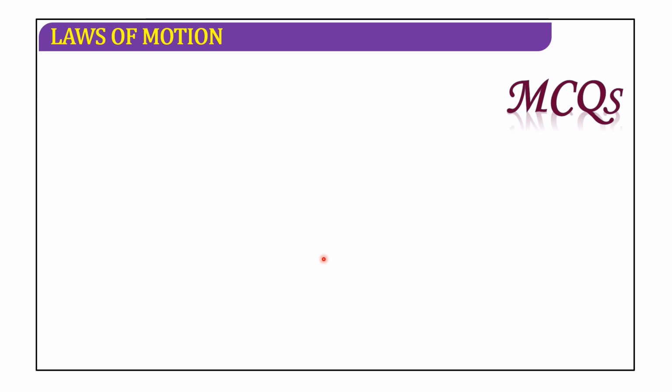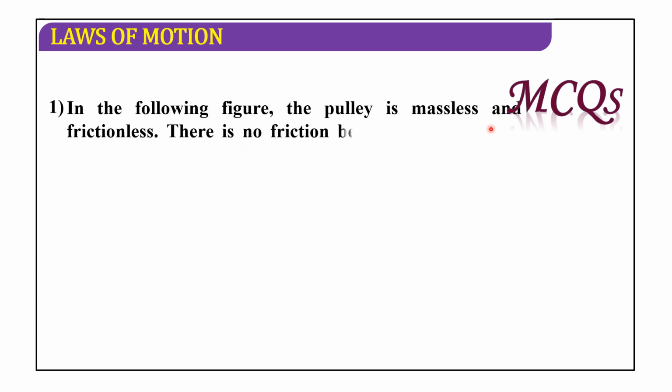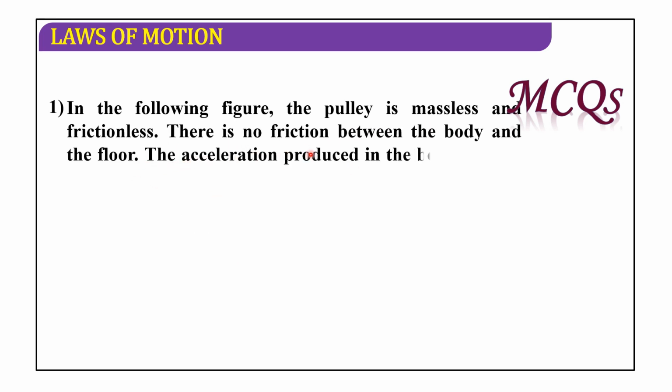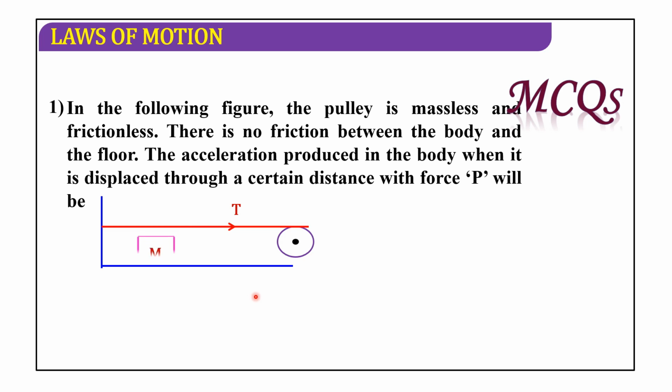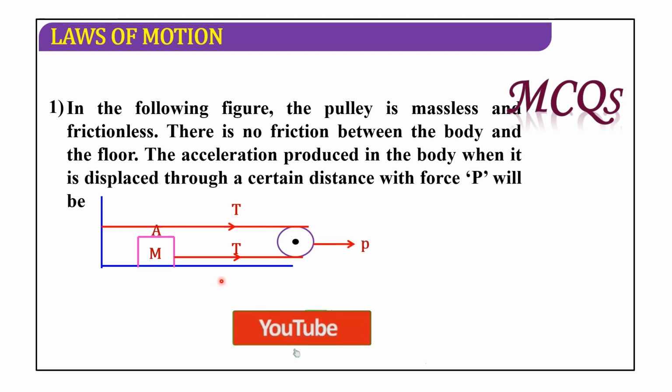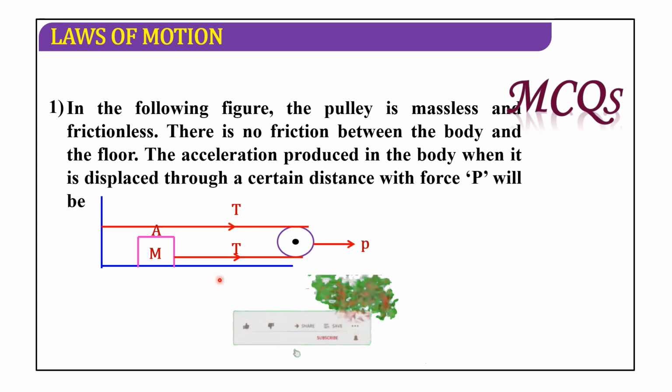Now, I will discuss MCQs. First one. In the following figure, the pulley is massless and frictionless. There is no friction between the body and the floor. The acceleration produced in the body when it is displaced through a certain distance with force P will be. Here, observe this figure. The pulley is massless and frictionless, and there is no friction between the body and the floor.